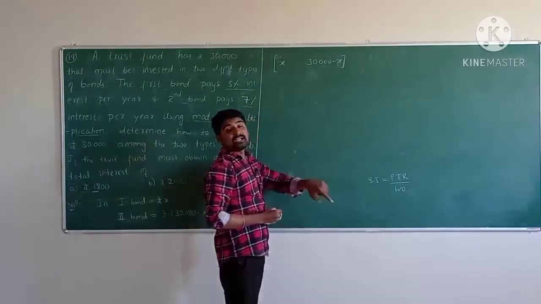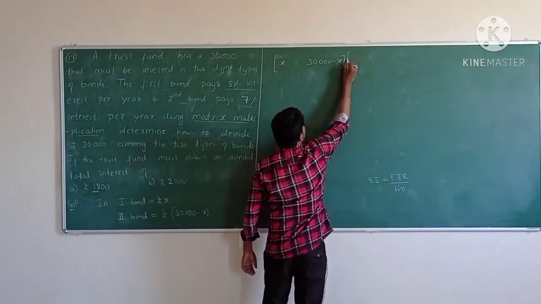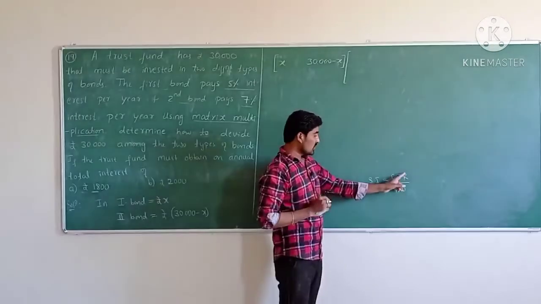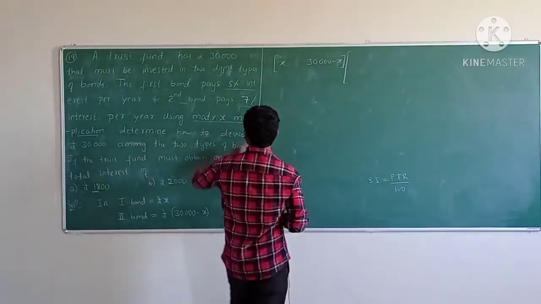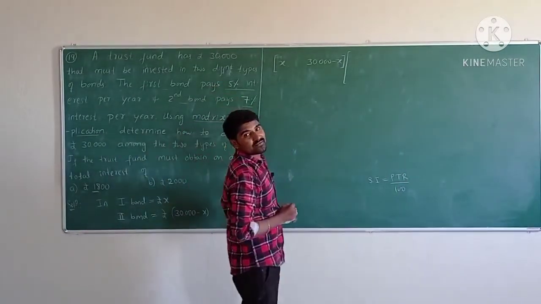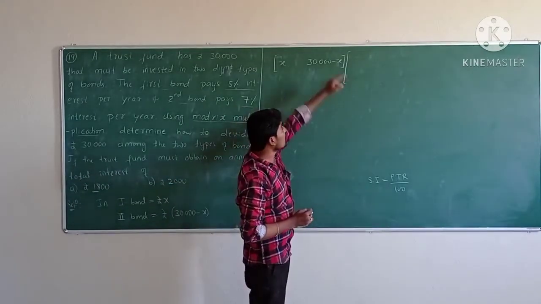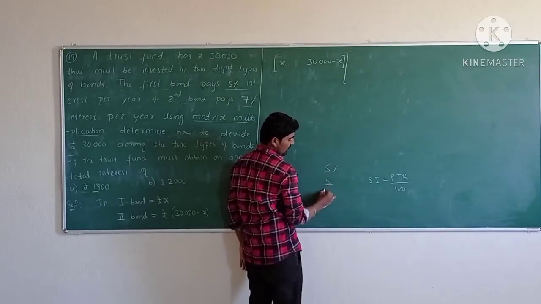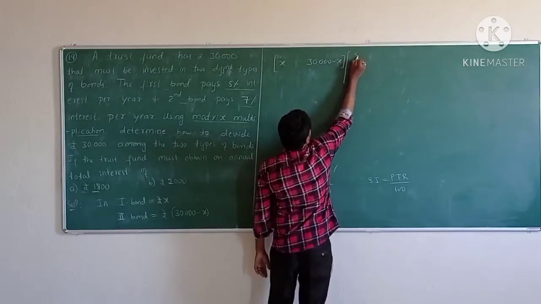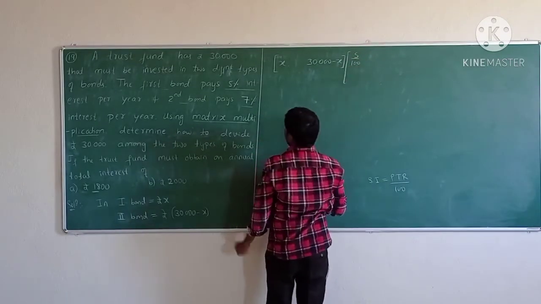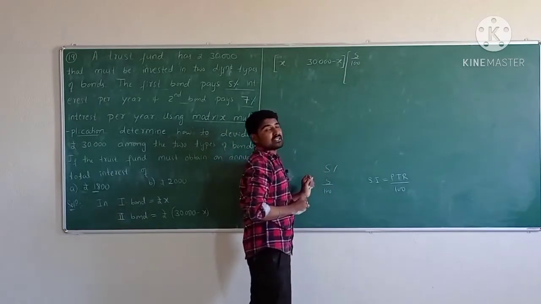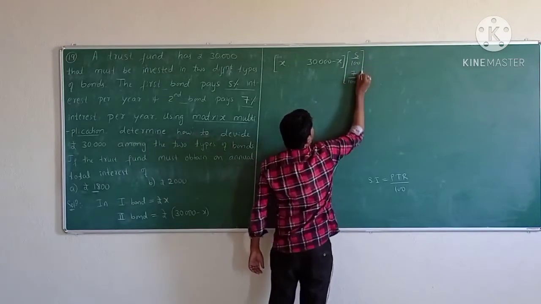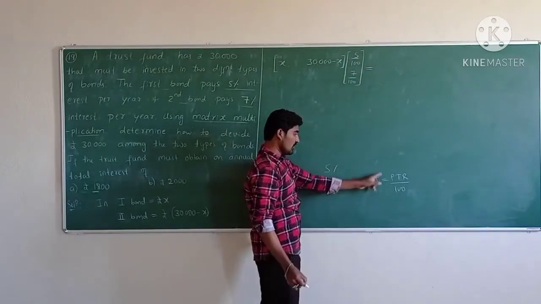Row matrix into column matrix. The column matrix is the rate, for a time of 1 year. The value of R, the rate of interest, is 5% and 7%, as another column matrix. So 5% is nothing but 5 divided by 100, and the second one is 7%, which means 7 divided by 100, is equal to the value of simple interest here.